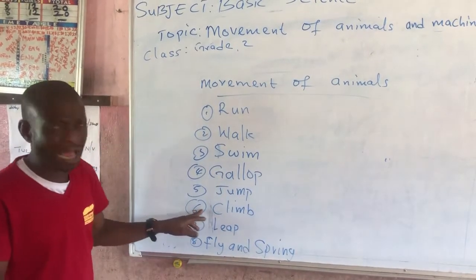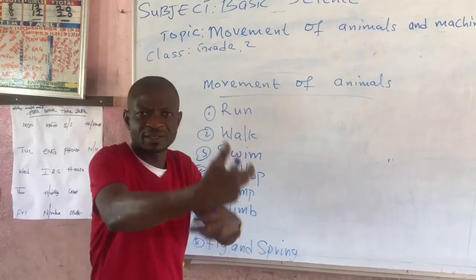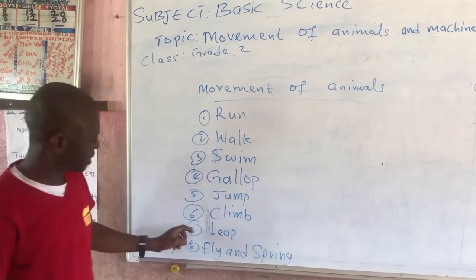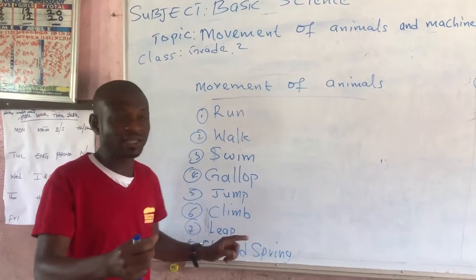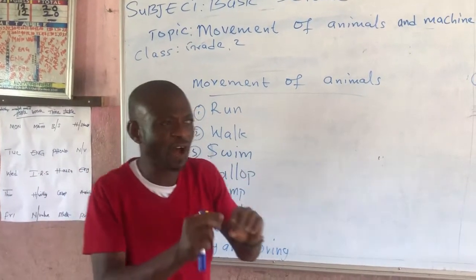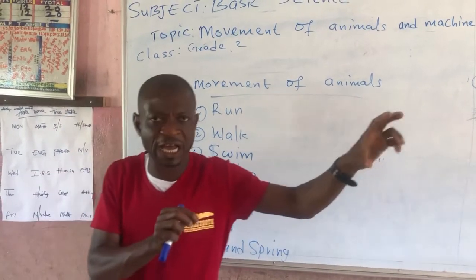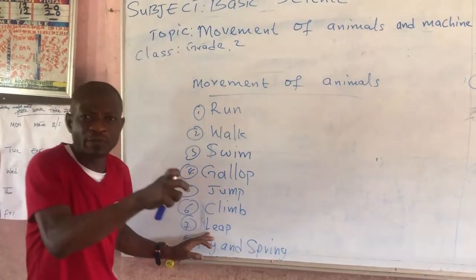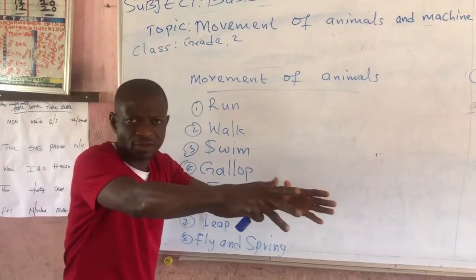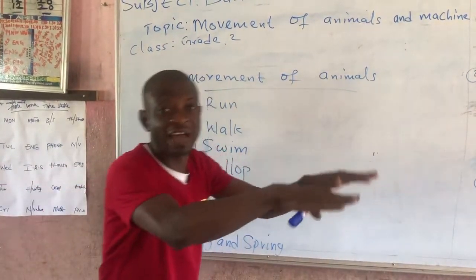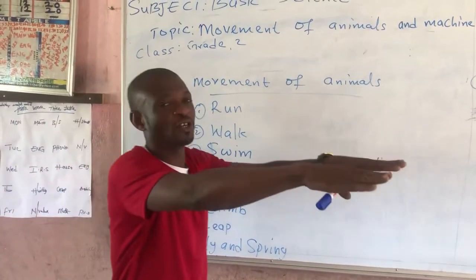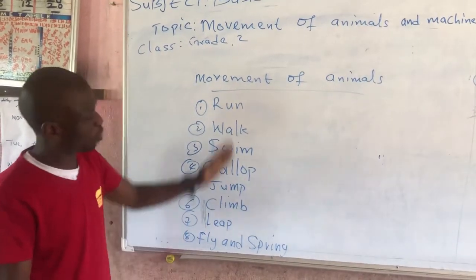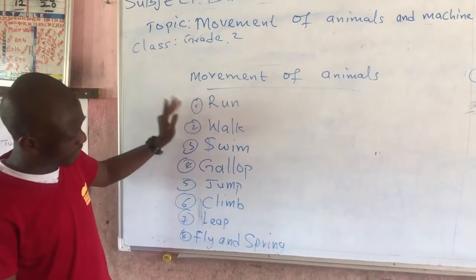You have climb, like monkeys climb. Monkeys exhibit or carry out what we call climbing movement. Leap, like animals that are running, like the lion. If an animal is chasing another animal, we call that either what? Leap or spring. You see dive, you call it diving. For the lion you say spring to catch the other animal. Why fly? Bird, what? Fly. So all these are movements carried out by animals.